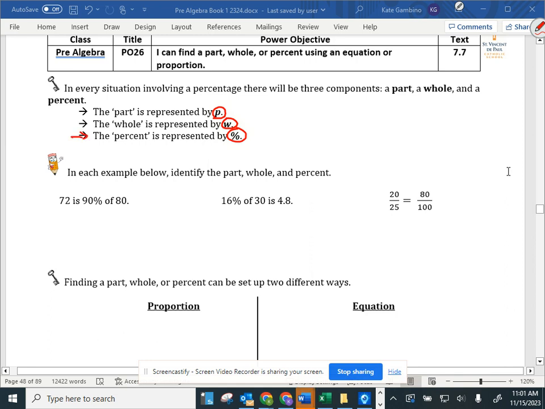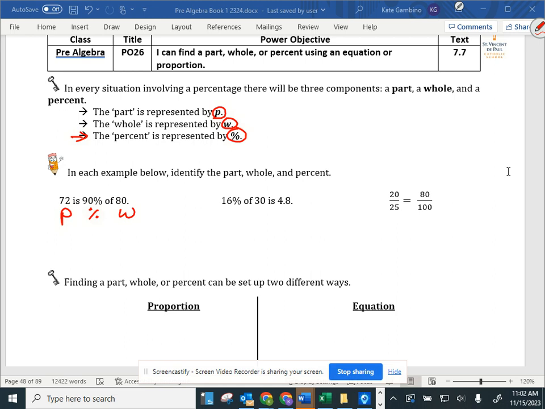The easiest one to do is going to be our percent, right? Because it's got a percent sign. So we can always put that percent on there. Then we have to decide what's the part and what's the whole. So 90% is less than 100%. So our part is going to be the smaller number. The whole is going to be the bigger number. So try it again, Will. 72 is the part. And 80 is our whole.